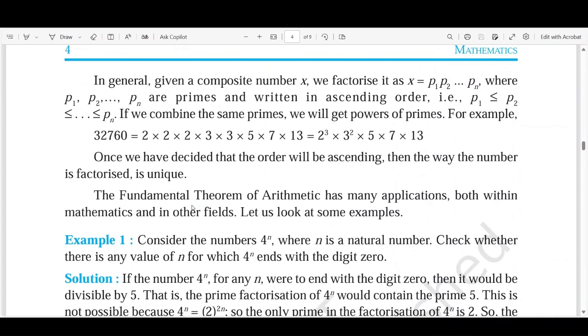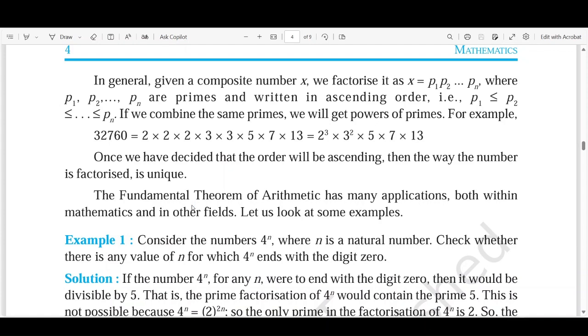So by considering any composite number x along with their prime factors p1, p2, etc. pn, with the condition that they are written in the ascending order such that p1 is less than or equal to p2, less than or equal to p3, etc. up to pn. Even if they are not in the ascending form, we can rewrite it.